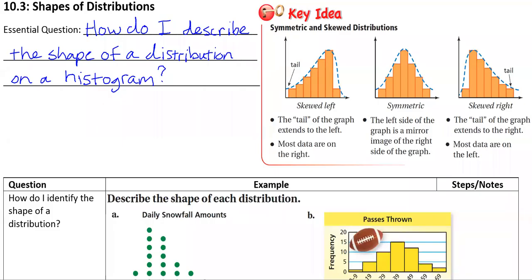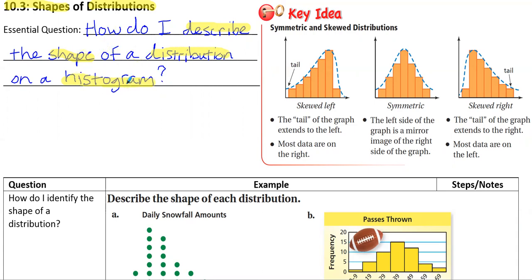Are you ready, kids? 10.3, shapes of distributions. I know you're probably sitting there going, I don't know what that means. Well, by the end of this, hopefully you will. The essential question: how do I describe the shape of a distribution on a histogram?